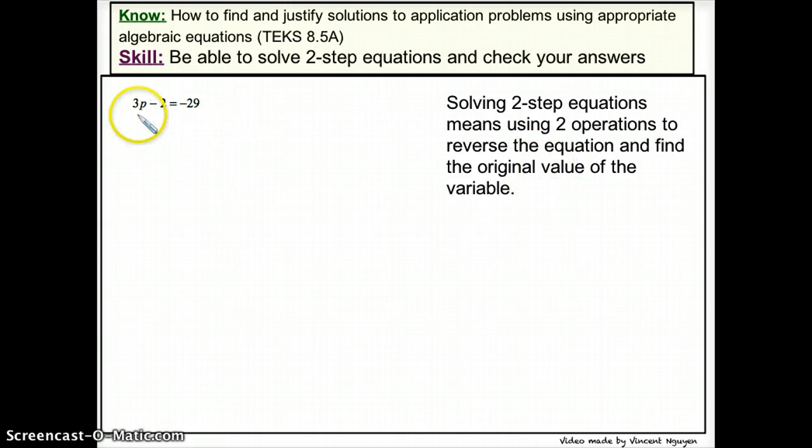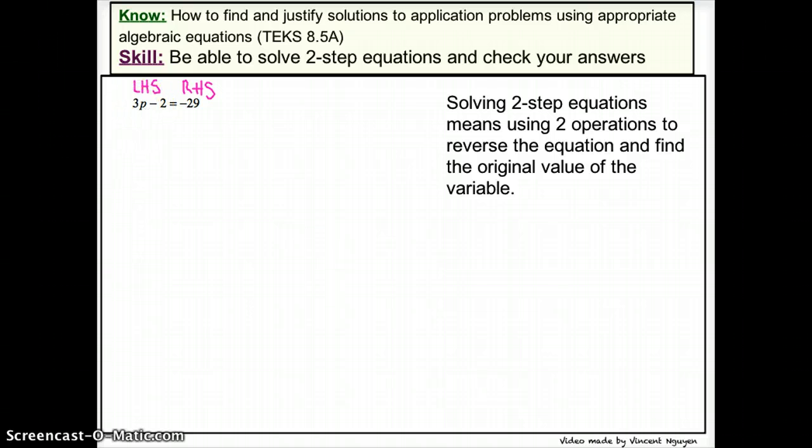In this example, we have 3p minus 2 on the left-hand side of the equation. Anything that is to the left of your equal sign, we're going to call the left-hand side of the equation, equals negative 29. So the negative 29 is considered the right-hand side of the equation. Our goal here is to undo all of the things that are being done to p so that we can find out what the original p value was.